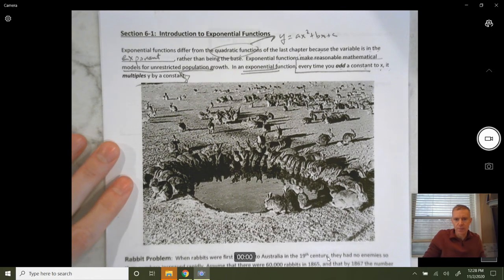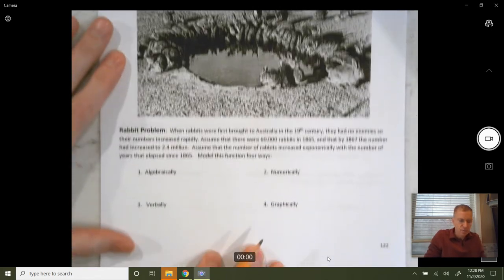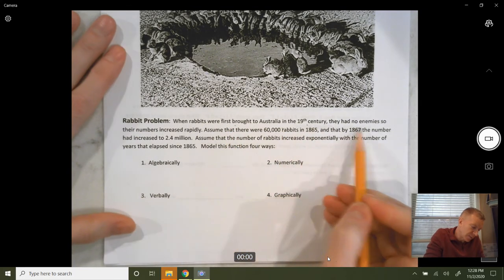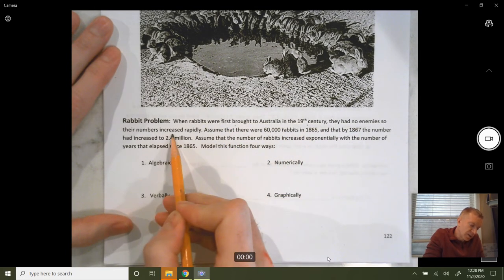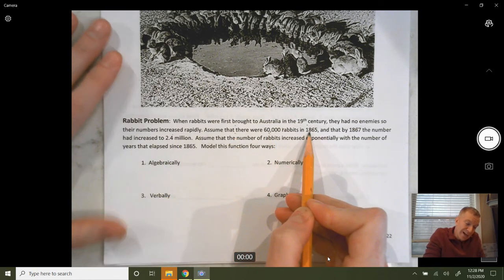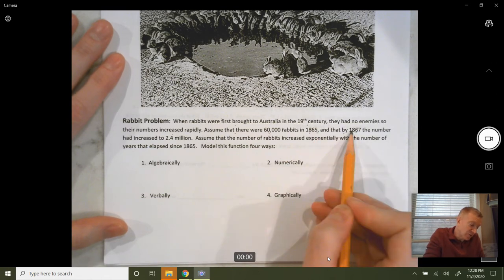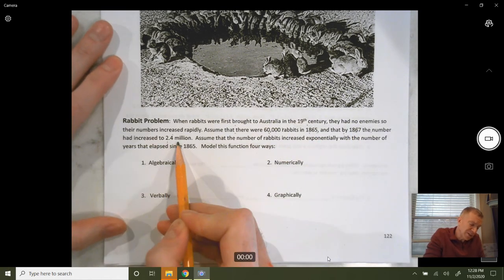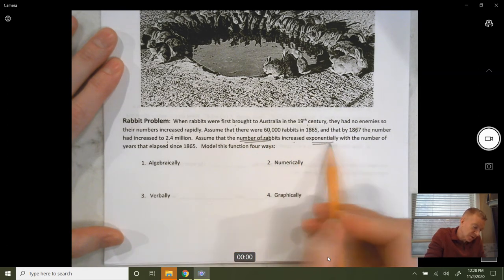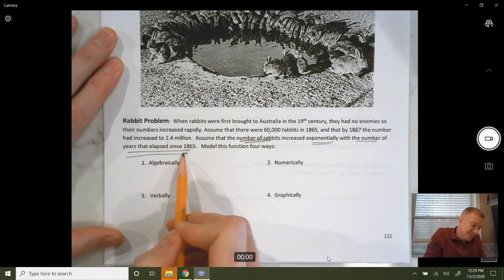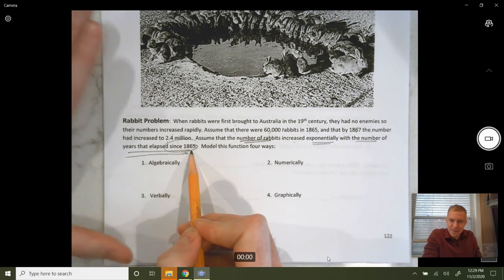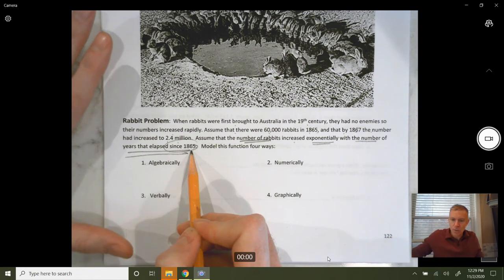Let's look at the rabbit problem. Let's just jump right in. When rabbits were first brought to Australia in the 19th century, they had no enemies, so their numbers increased rapidly. Assuming that there were 60,000 rabbits in 1865, and that by 1867, 2 years later, the number had increased to 2.4 million. Assume the number of rabbits increases exponentially with the number of years that have elapsed since 1865. So we're defining 1865 as year 0. That's going to help us quite a bit.